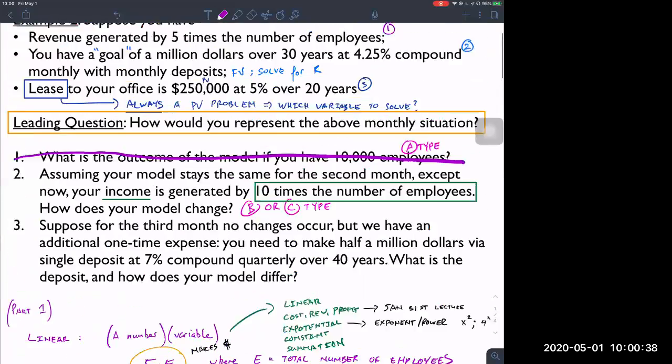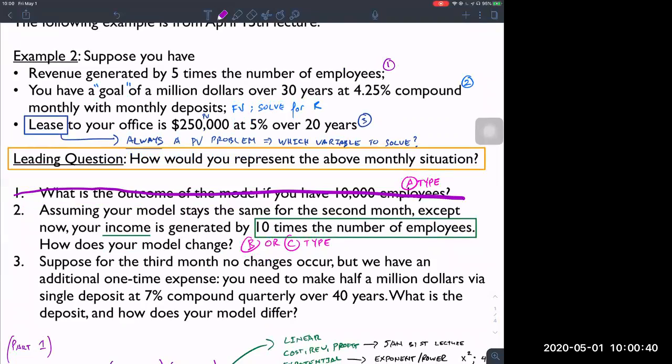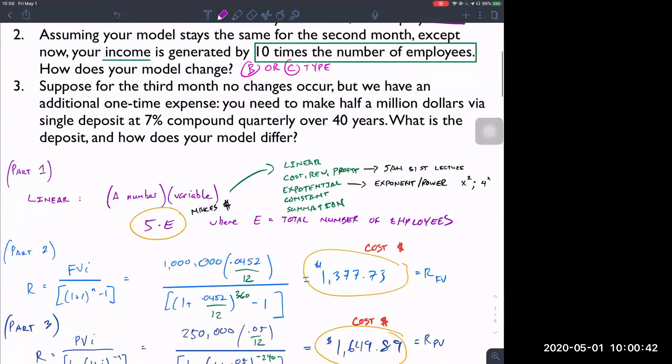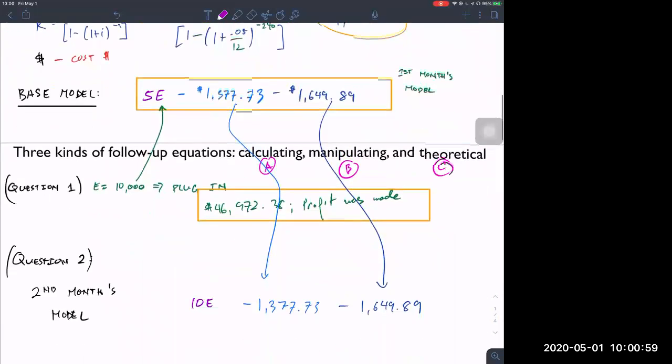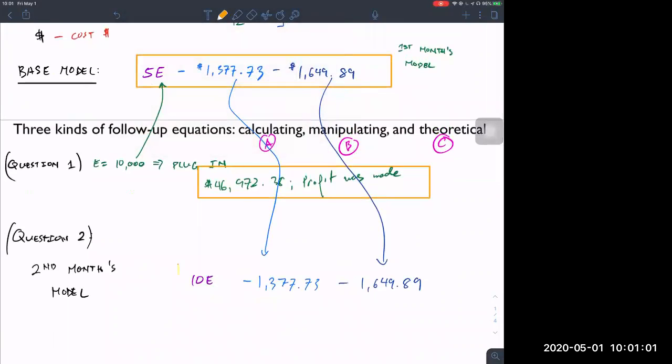You were told at first that you make 5 times the number of employees, and now all of a sudden I change it on you and say you make 10 times the number of employees, right? So the number of employees is still a variable E, and it's just a matter of recognizing that you replace the 5 with 10, okay? So let's do this right here.